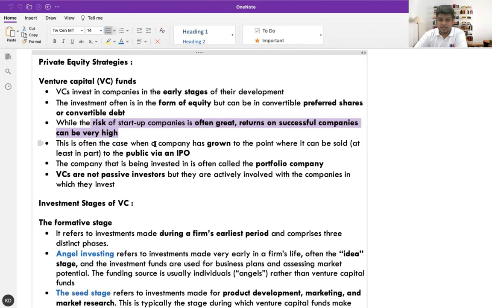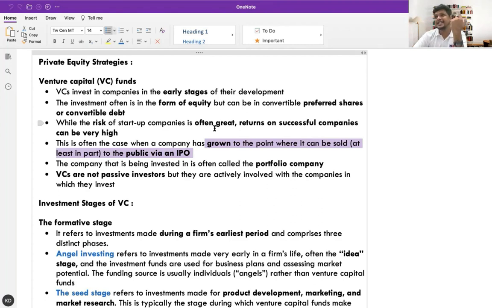Right? This is often the case when a company has grown to a point where it can be sold to the public via IPO. So here, VCs are investing with the objective that the company will be successful, and then we will be able to sell the company in an IPO or through some other investors, or basically we'll be able to exit from the company, right? Now, do they invest in one company? No, they invest in various companies because they know that many of these will fail. So the places where they invest are called portfolio companies. Clear?